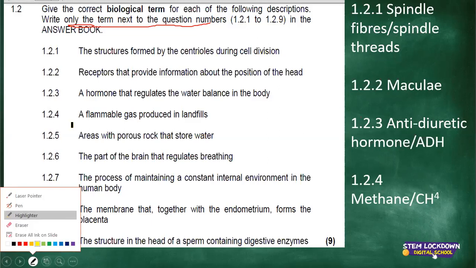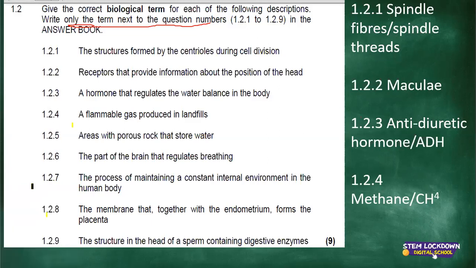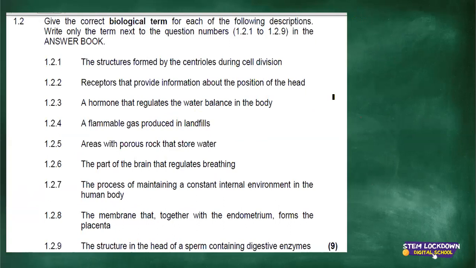And then question 1.2.5, areas with porous rock that store water. Where are those areas? Areas that have porous rock that stores water. It's the aquifer. And then next question, 1.2.6, the part of the brain that regulates breathing.